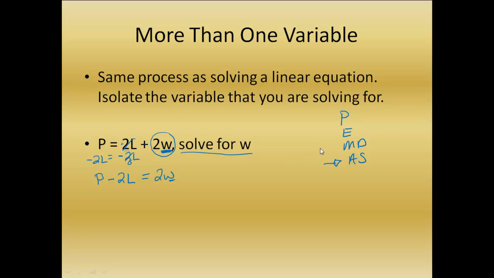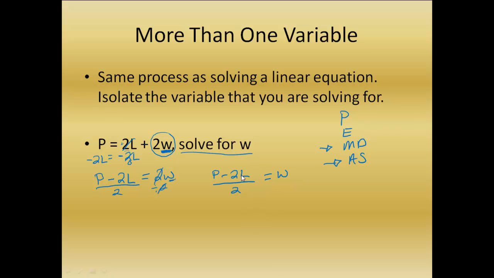Now I move up to multiplication and division, and that's what I have to undo next. I've got W times 2, so I use my inverse operation of division, and I divide by 2. Over here I have to divide by 2 as well. Again, I can't really divide by 2 to get a number, so I'm just going to write it as a big fraction, because remember, a fraction bar also means divide. When I do that, I have P minus 2L, all divided by 2, is equal to, well, the 2 and the 2 cancel out to be 1, so I have W.